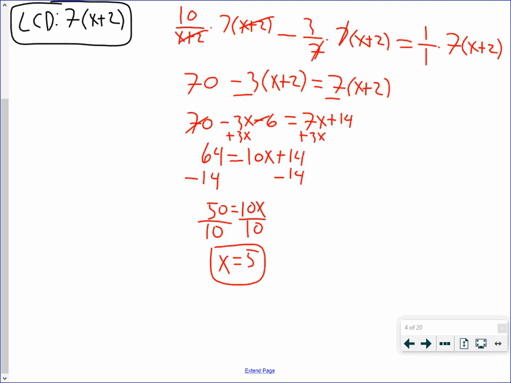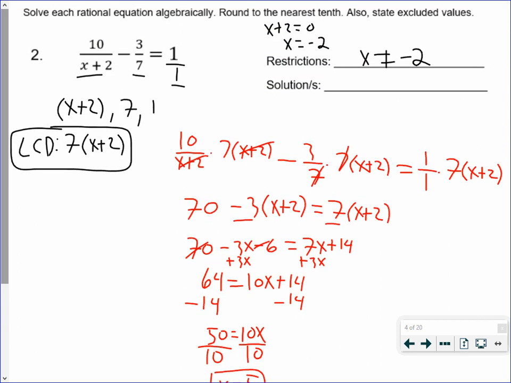So I have one possible solution for x, and now I'm going to double check it with my restriction and make sure it's not part of my restriction. So x equals 5 is not part of my restriction, so I'm perfectly okay, and x equals 5 is a solution.